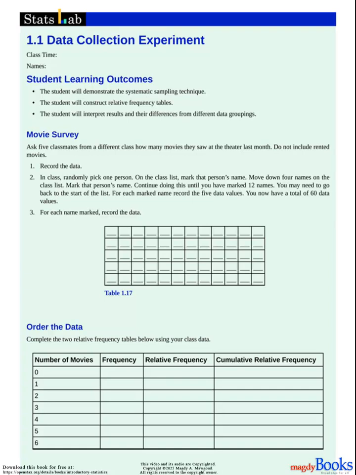B. Movie survey. Ask 5 classmates from a different class how many movies they saw at the theater last month. Do not include rented movies. 1. Record the data. 2.